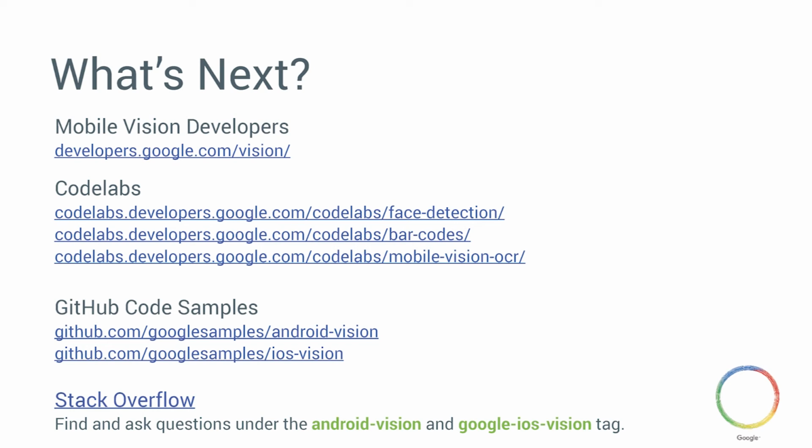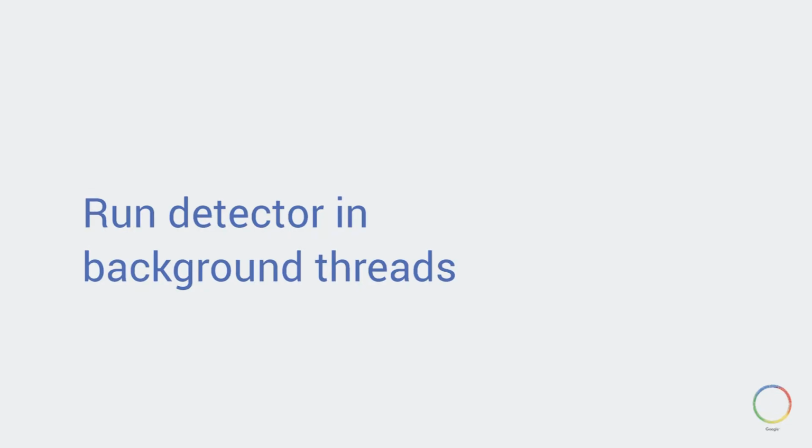So here are some tricks and tips on how to use our API. First, always run your detector in the background thread. This applies not just to the Mobile Vision API, but to pretty much all machine learning models, because each model can roughly run from 60 milliseconds all the way to more than 300 milliseconds. So you always want to run them in the background thread, so your UI is very smooth.